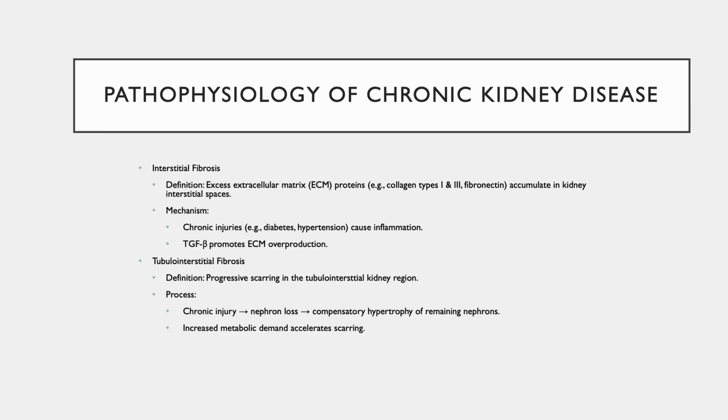And then we have tubulo-interstitial fibrosis. This occurs when chronic kidney injuries cause nephron death. The surviving nephrons attempt to compensate by enlarging, called hypertrophy, but this increases their metabolic stress, perpetuating further damage. This process results in a gradual decline of kidney function proportional to the extent of fibrosis.